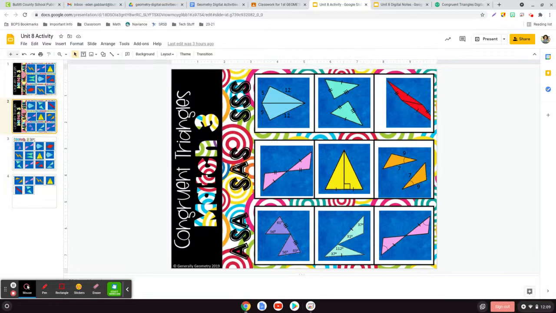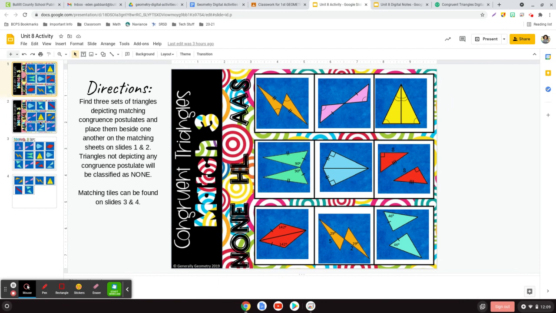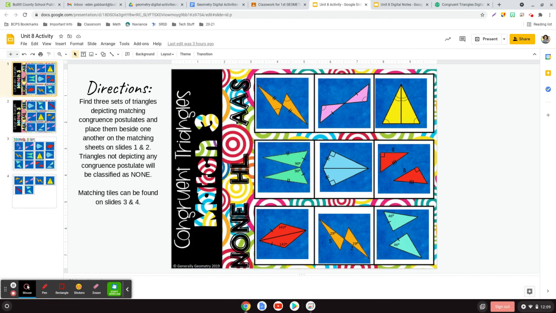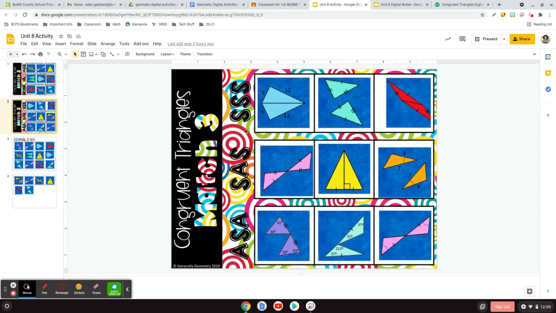Hey guys, this is your Unit 8 activity, and as you can see, I've already filled in all the blocks here. So on slide 3 and 4, you have your answer tiles that you are going to cut and paste and put into these rows. You're going to find the examples that match angle, angle, side, hypotenuse, leg. And if there is no way to prove with the information that you're given, they go in this row. Here we have side, side, side, and angle, side, angle.